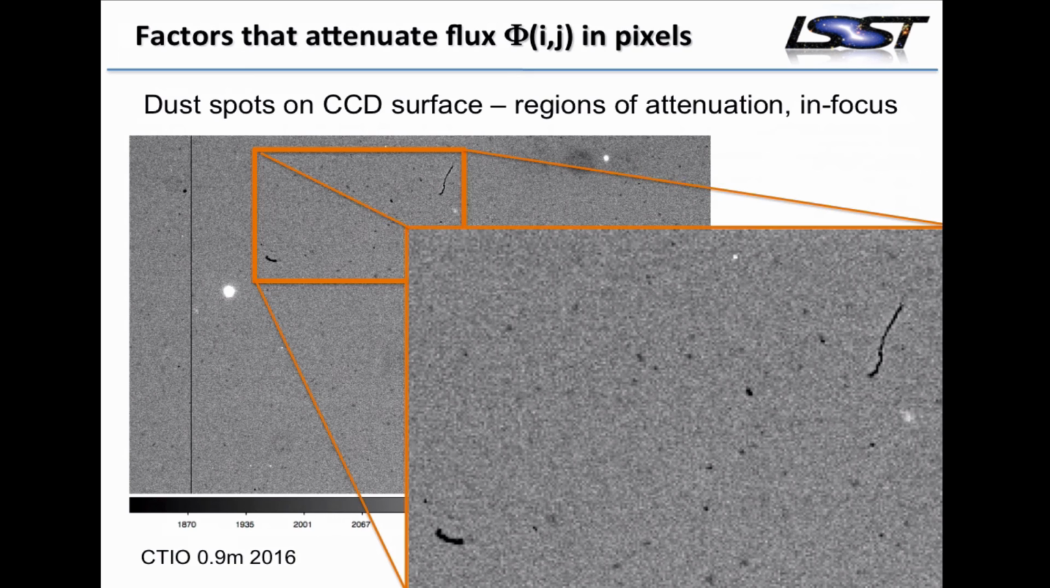So shifting to dust spots, here's a picture from the CTI 0.9 meter where bright things are white and dark things are gray. This is an image of the sky, and in the blow up, all those little wiggles and bumps and squiggles and black things are filthy contamination on the surface of that sensor, and you can tell that because it's all in focus, right? It's actually sitting on the surface of the array, and you can see a couple of stars in that image as well.